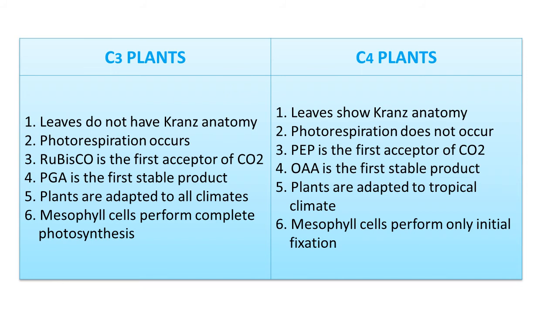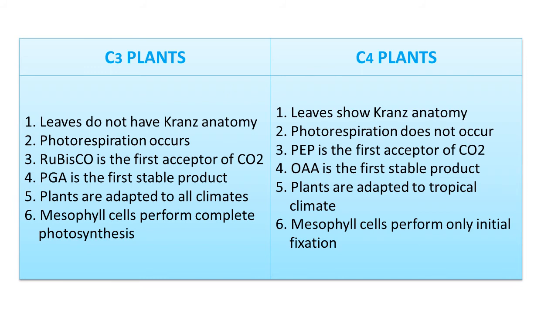Third point, Rubisco. This enzyme is the first acceptor of CO2 in C3 plants. In C4 plants, PEP, phosphoenol pyruvate, is the first acceptor of CO2. Fourth point, in C3 plants, PGA is the first stable product. If you compare with C4 plants, here the first stable product is a 4-carbon substance, that is OAA, oxaloacetic acid.